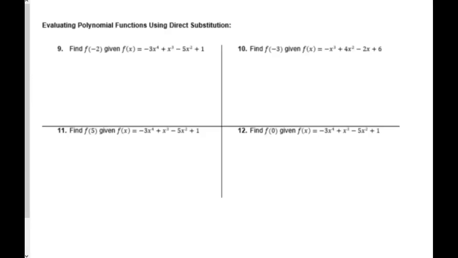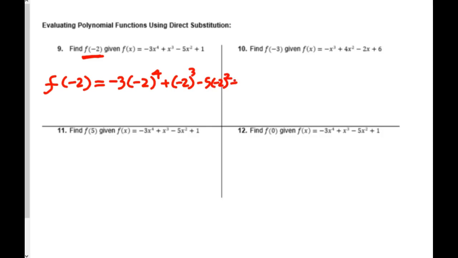That's weird. So, on number 9, it says f of -2. I'm going to rewrite this. -3, -2 to the 4th power, plus -2 to the 3rd power, minus 5, -2 squared, plus 1. I know I'm kind of spilling over into the next line. Could you type that in the calculator and get your answer? No. Let's try it, okay?